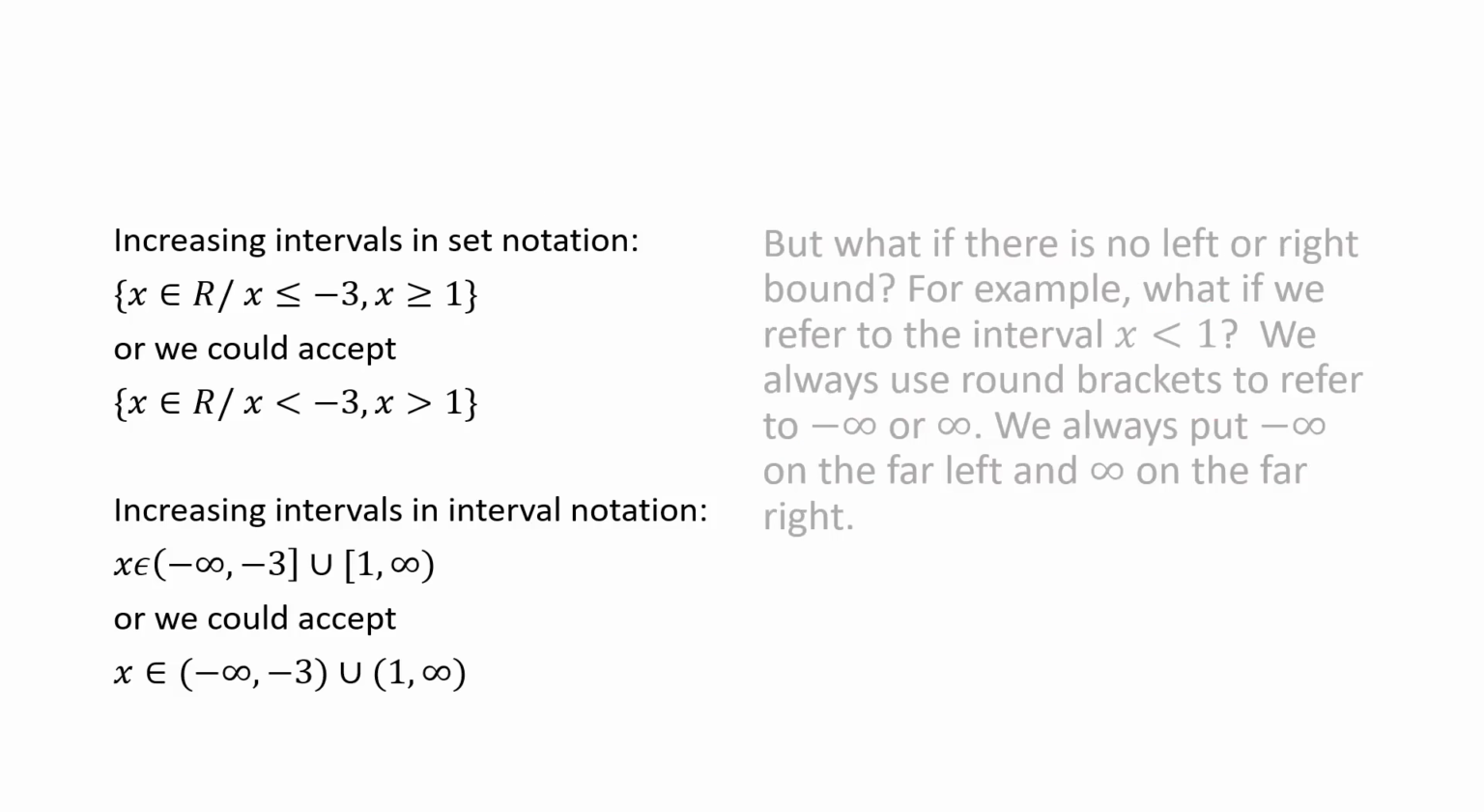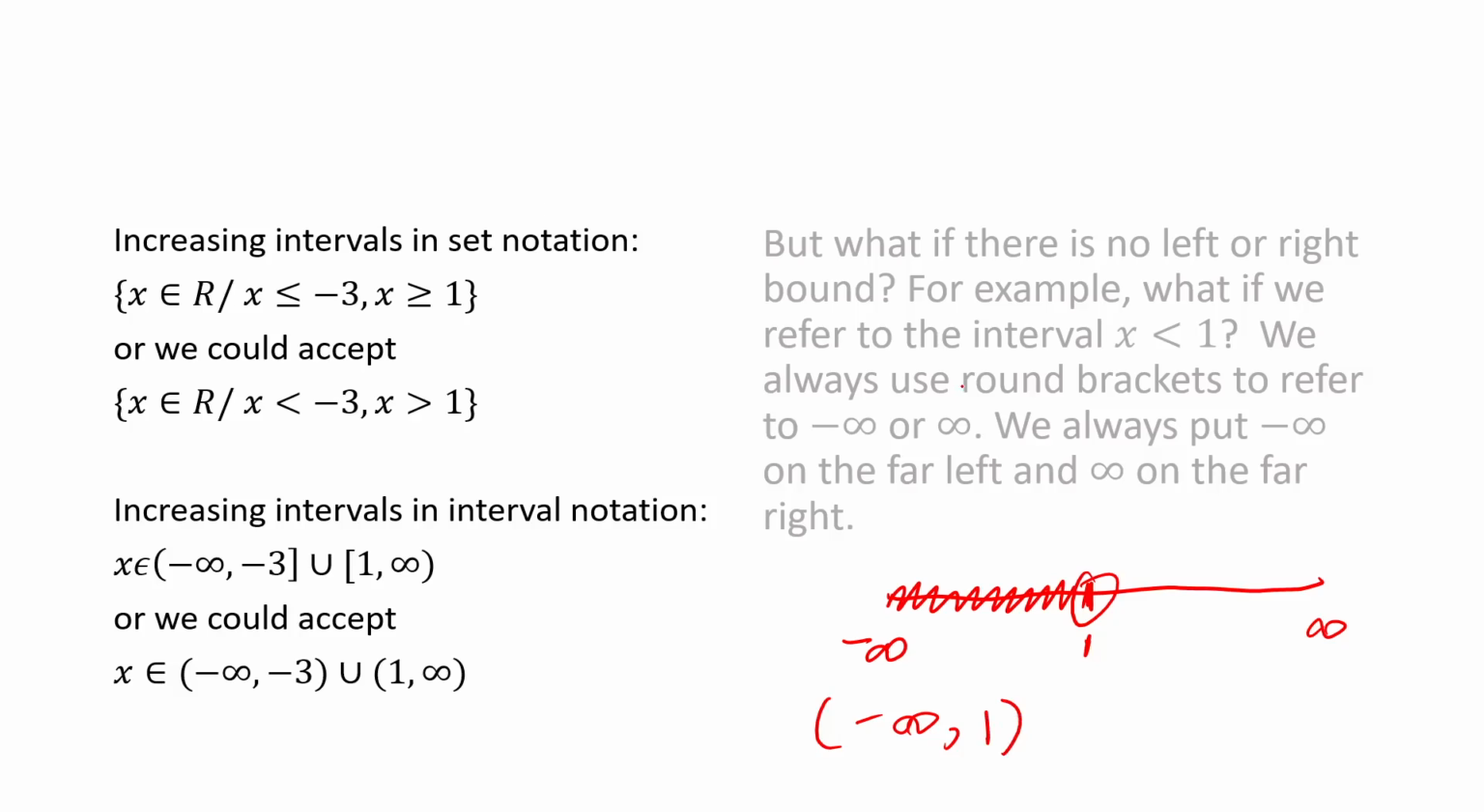But what if there's no left or right bound? For example, what if we want to refer to the interval x less than 1? At that time, we can think to the far left, we've got negative infinity way out there, and to the far right, we've got positive infinity way out there. And so if I wanted to refer to the values where x is less than 1, I could say the left bound is negative infinity and the right bound is 1.